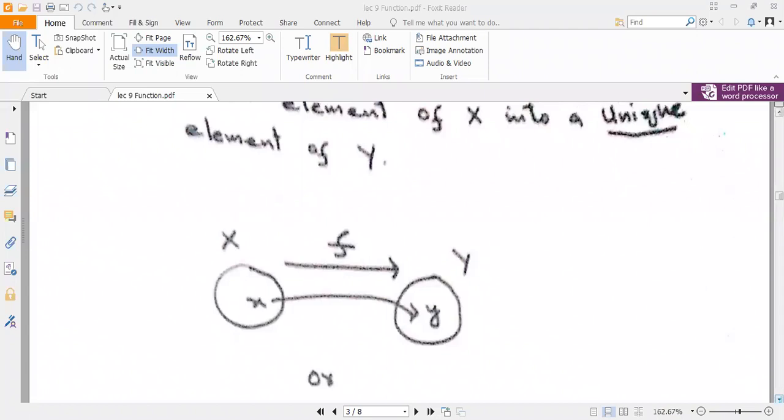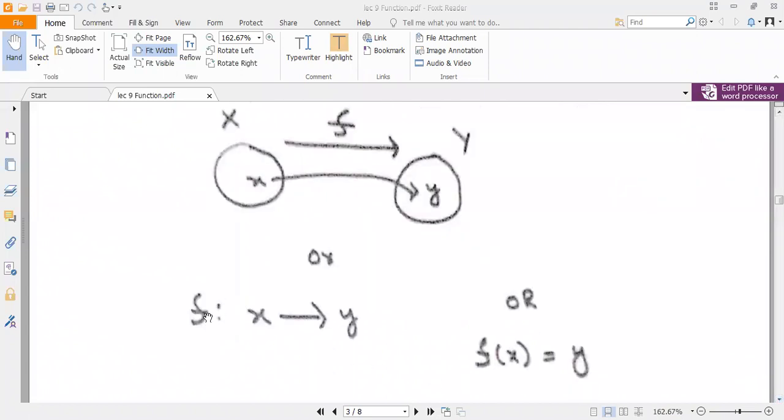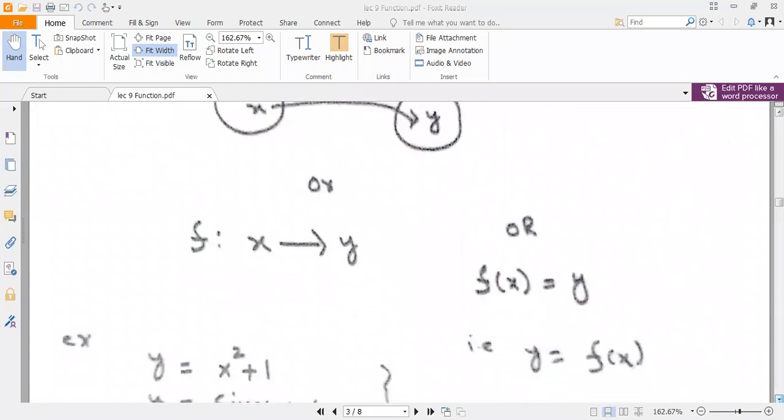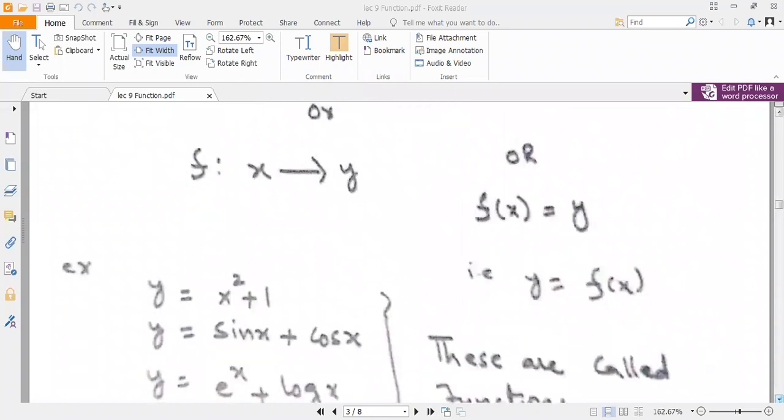Or mathematically you can write this F. How do we read this? F is a function from X to Y. Or if we take this X and apply rule F, we write F of X, we get Y. Or simply Y equal to F of X. Now Y equal to F of X is a function, and here there are two variables. One variable is Y and another variable is X.